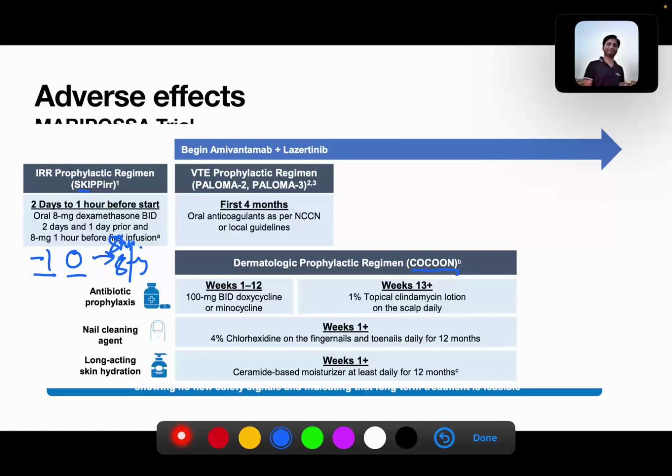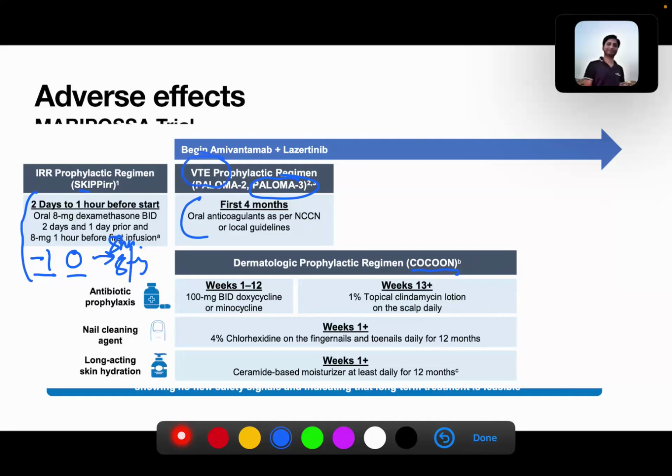Of course, currently a subcutaneous version is also approved, which has significantly decreased hypersensitivity reactions compared to the IV formulation. But if you're giving the IV formulation, giving dexamethasone 2 days prior to and on the day of amivantamab, 1 hour before, can significantly reduce hypersensitivity reactions based on the SKIPPER protocol. Then, based on the PALOMA-3 trial, you can also give oral anticoagulants, which can decrease the venous thromboembolism rate.